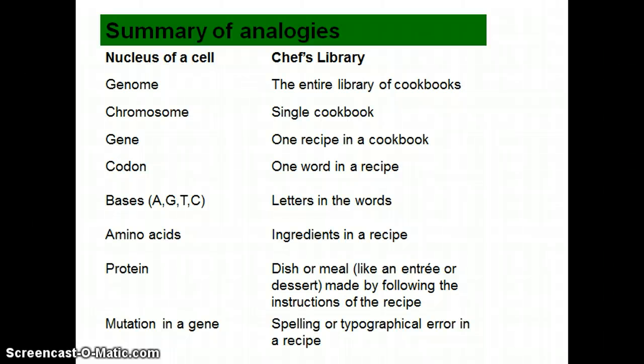And the amino acids are the ingredients for the recipe. And the protein is what you're going to make, the meal, the entree. What you're going to do is take the ingredients and put them together in the right way. The mutation in a gene is a spelling or a typographical error in the recipe. If you have a typographical error in your recipe, you're going to have a different end product. What you taste is going to be a little bit different. Same thing can happen with genes. The protein that you make can be a little bit different.